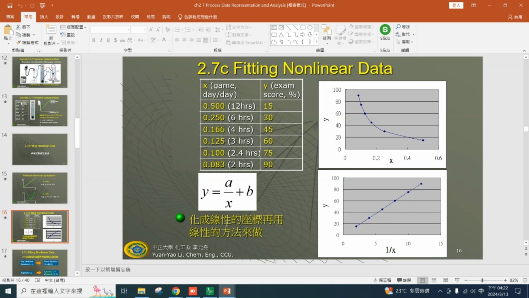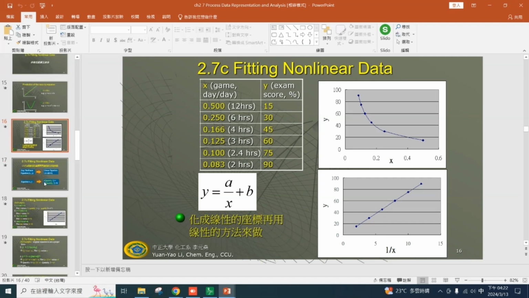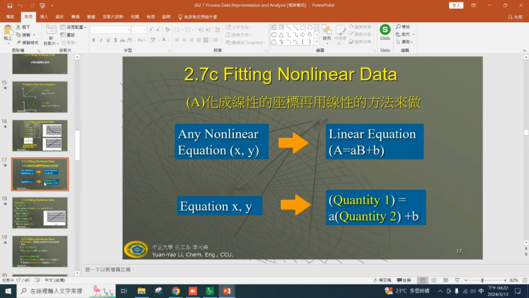So you can find the A and B, and so you can predict the data as you like. So the important concept for this idea is that from any non-linear equation, you make it become a linear equation. So from x and y, you change to quantity 1 and quantity 2. This is what we learned.